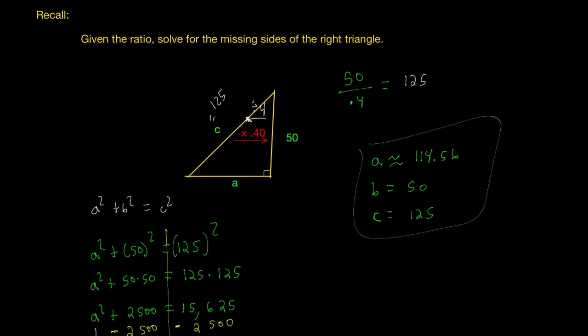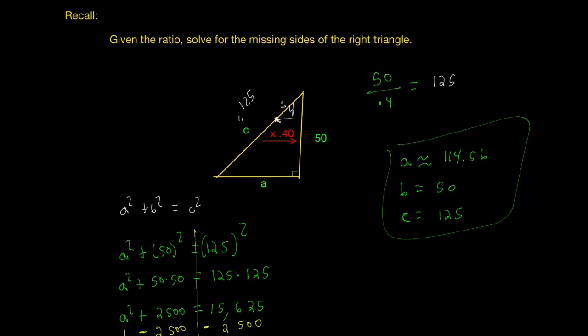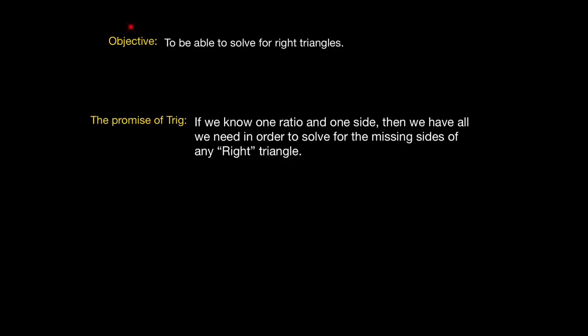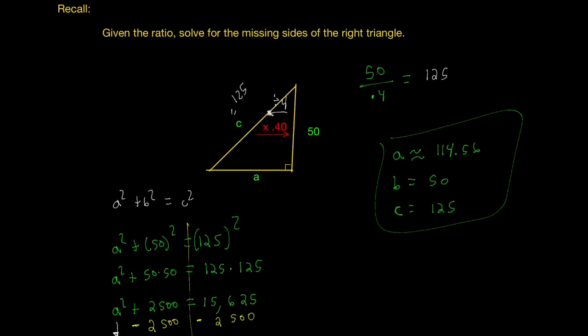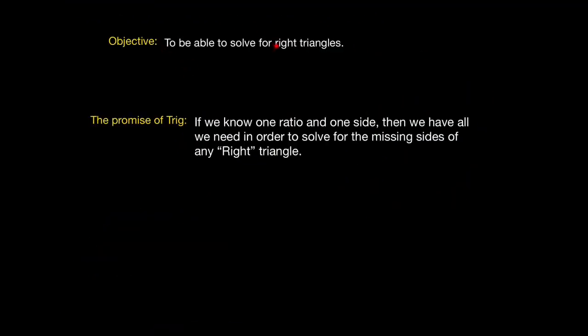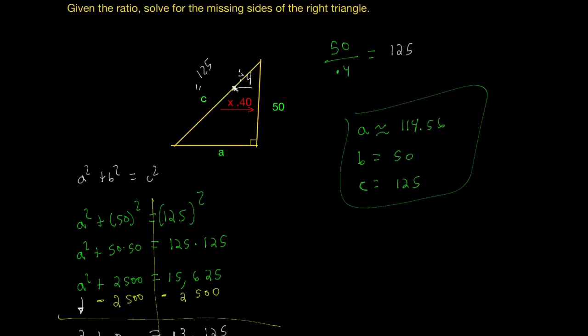And hence we were able to accomplish what our objective was, to be able to solve for right triangles, right? So we solved for all the lengths. And to be honest, we kind of achieved this, because we technically didn't solve for the angles, but at least we got all the lengths.